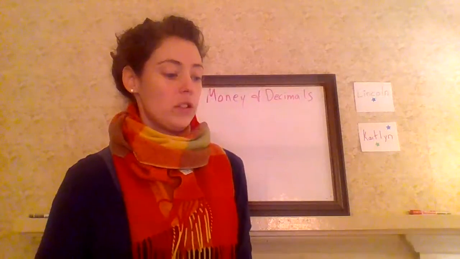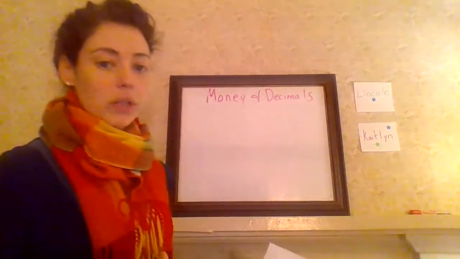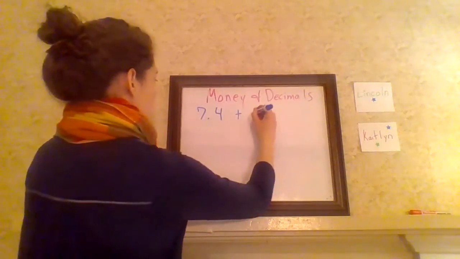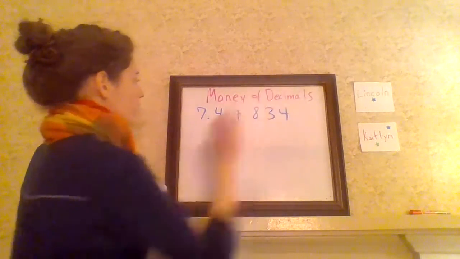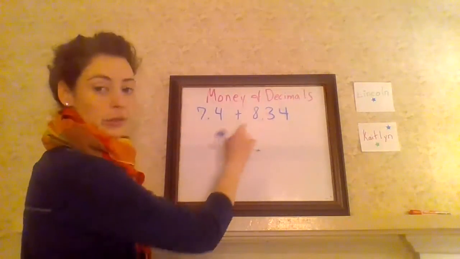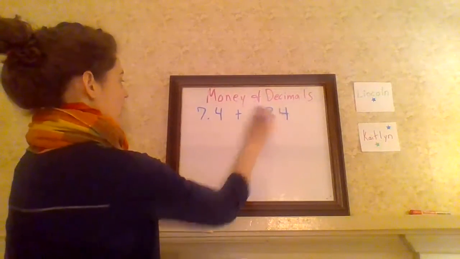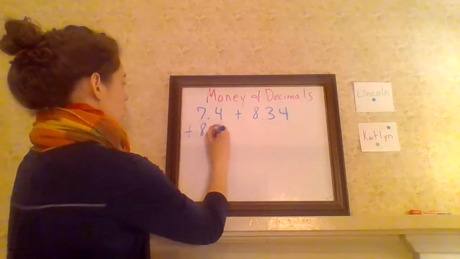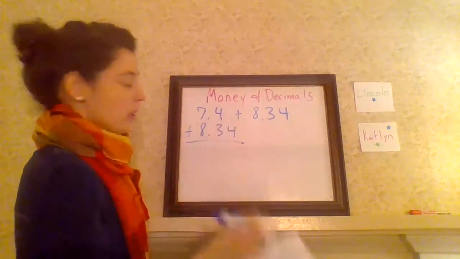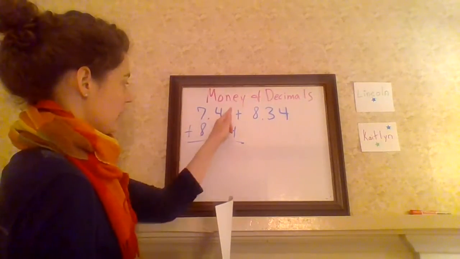Okay, so let's do a quick review on adding decimals. Remember, when you add decimals, like say you had 7.4 and we wanted to add 8.34, you have to make sure the place values are lined up, and the easiest way to do that is by lining up the decimals. So if we take this and put it below, we would put 8.34 here. And it's okay that this 4 goes further because we need to make sure we've lined up the decimal, the ones, the tenths, and the hundredths.